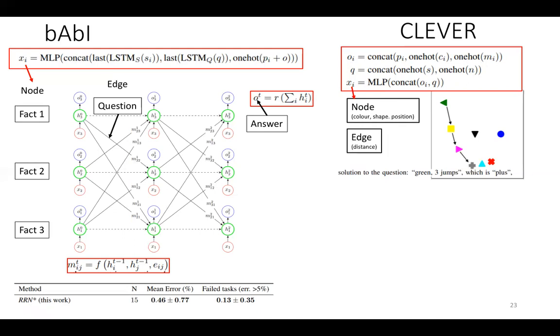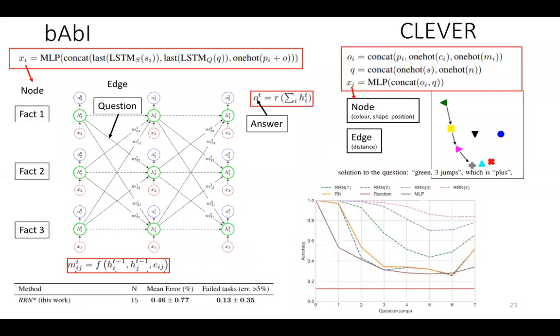Again, in this kind of memory, you need to have a clear definition of the node and the edge, and normally you have to design it based on the problem. And the performance of this kind of graph-based memory is normally much better than the relational network or normal RNN or MLP network.